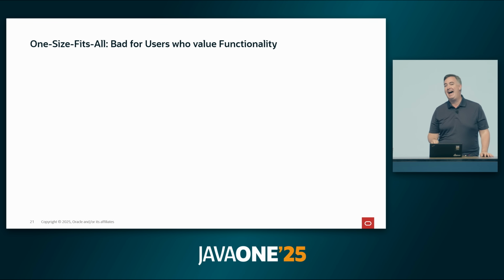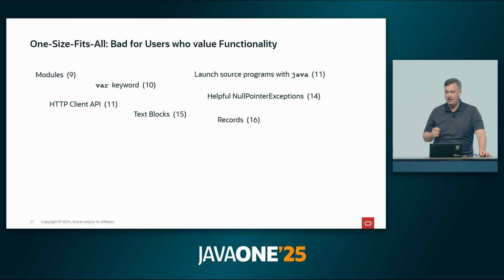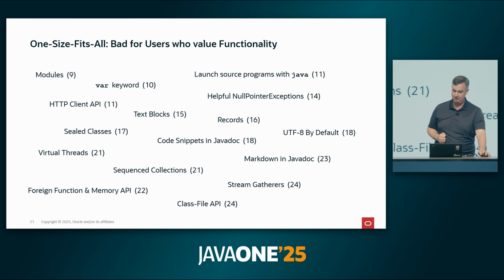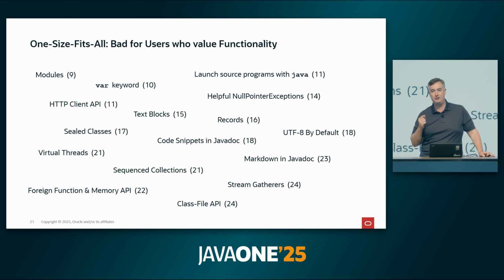Now, this is bad for users who value functionality. Baselining on old JDKs locks the library out of new Java features. A library baselined on JDK 8 can't use any of these features. Its implementation is not as good as it could be, and its API is not as expressive as it could be. So this hurts users who want to embrace new functionality in Java and use it to boost their own productivity.